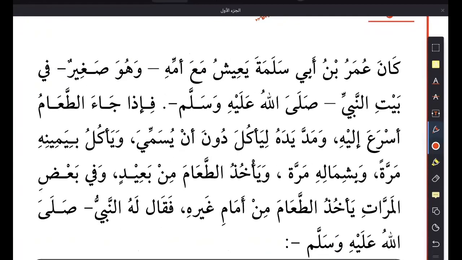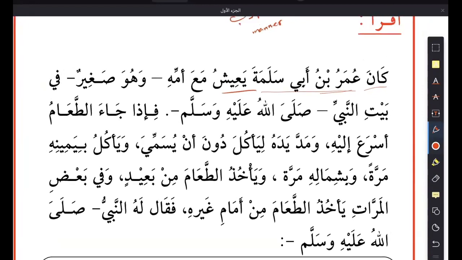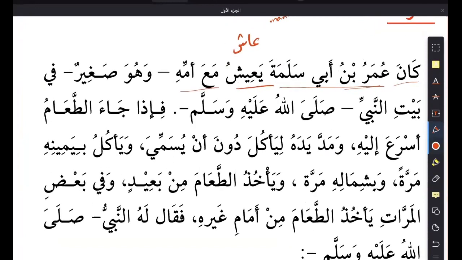It says كان عمر بن أبي سلمة يعيش مع أمه. So we had the verb kana before. It makes the sentence past tense. So Umar, the son of Abi Salama, one of the Sahaba radiallahu anhu, يعيش مع أمه. He used to live. عاش يعيش means to live. So he used to live with his mother, right?